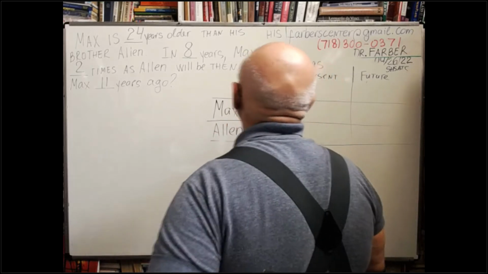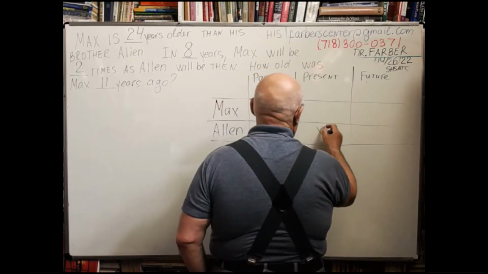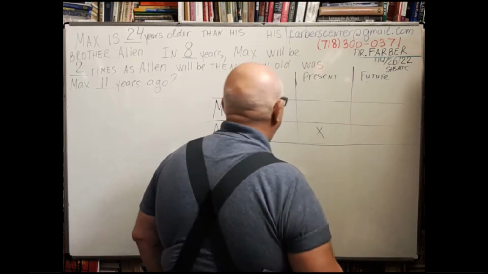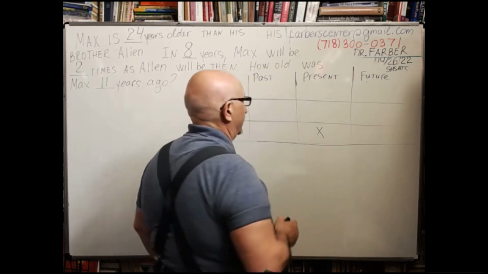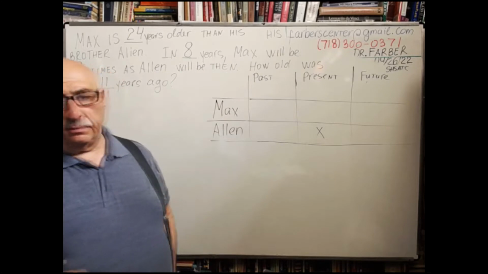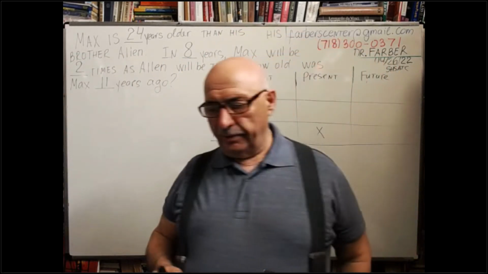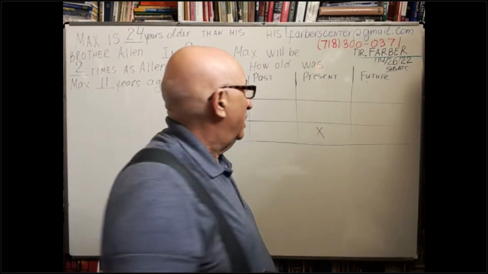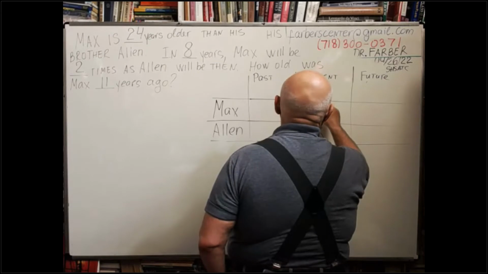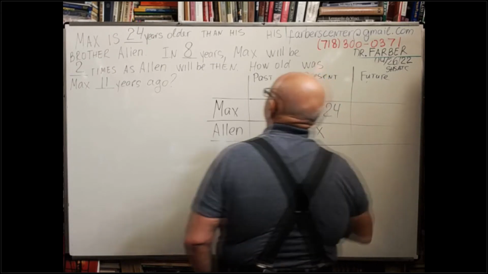Max is older than his brother Alan. They don't know how old they are, and we don't know either. And since he is older, not 24 times older, if your dad is 24 years older than you and you are 10 years old, add them up. It will be x plus 24 because he is older.